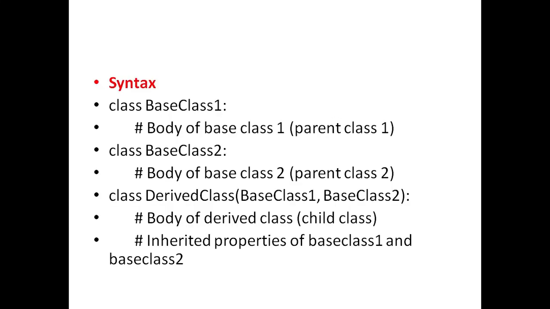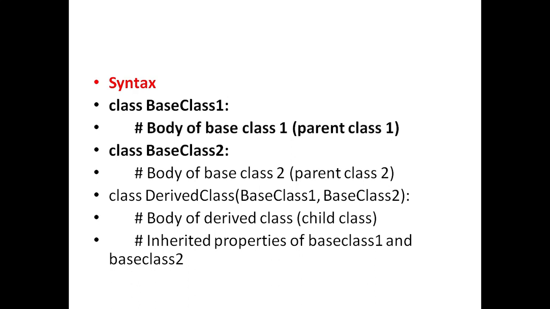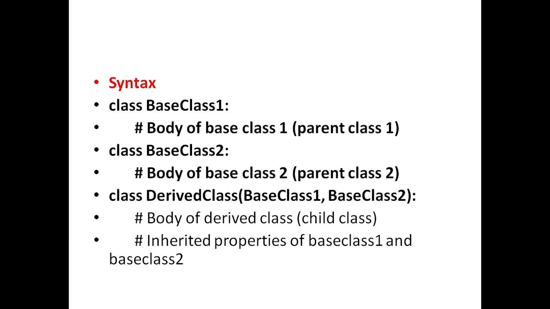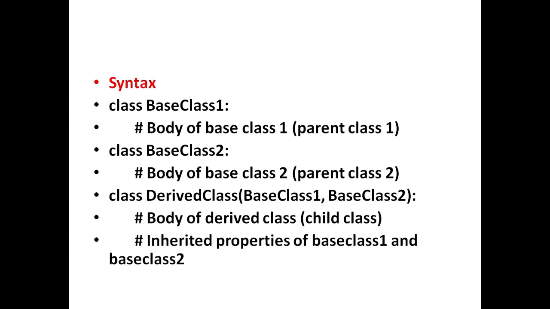The general syntax for defining multiple inheritance is: first, base class 1 is defined with its body, then base class 2 is defined with its body, and then the derived class is defined, which inherits base class 1 and base class 2. Then the body of the derived class and the inherited properties of base class 1 and base class 2.